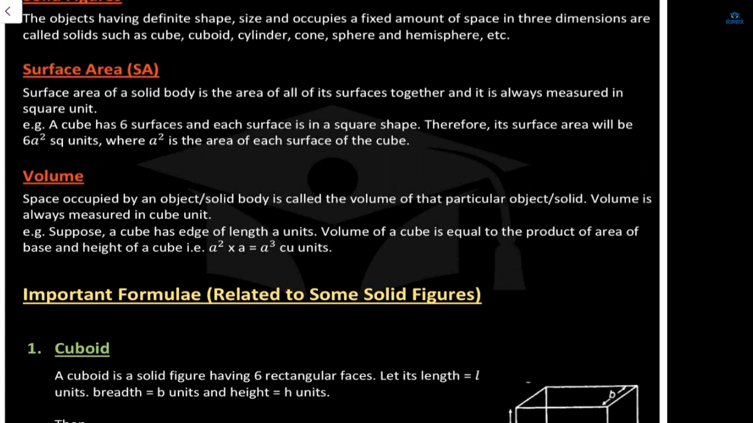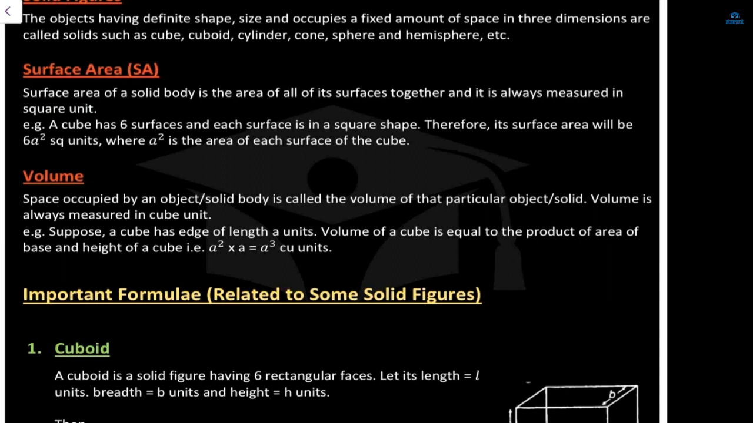Now if you see a cube or a cuboid: in a cube all the surfaces will be equal, and a cuboid will be a rectangular shape. But how many surfaces are there? Just look at the room where you are sitting. You have 4 walls, 1 roof, and 1 floor. It's a cuboid. I'm talking about the surface: how many surfaces? Yes, 6 surfaces. So there are a total of 6 surfaces.